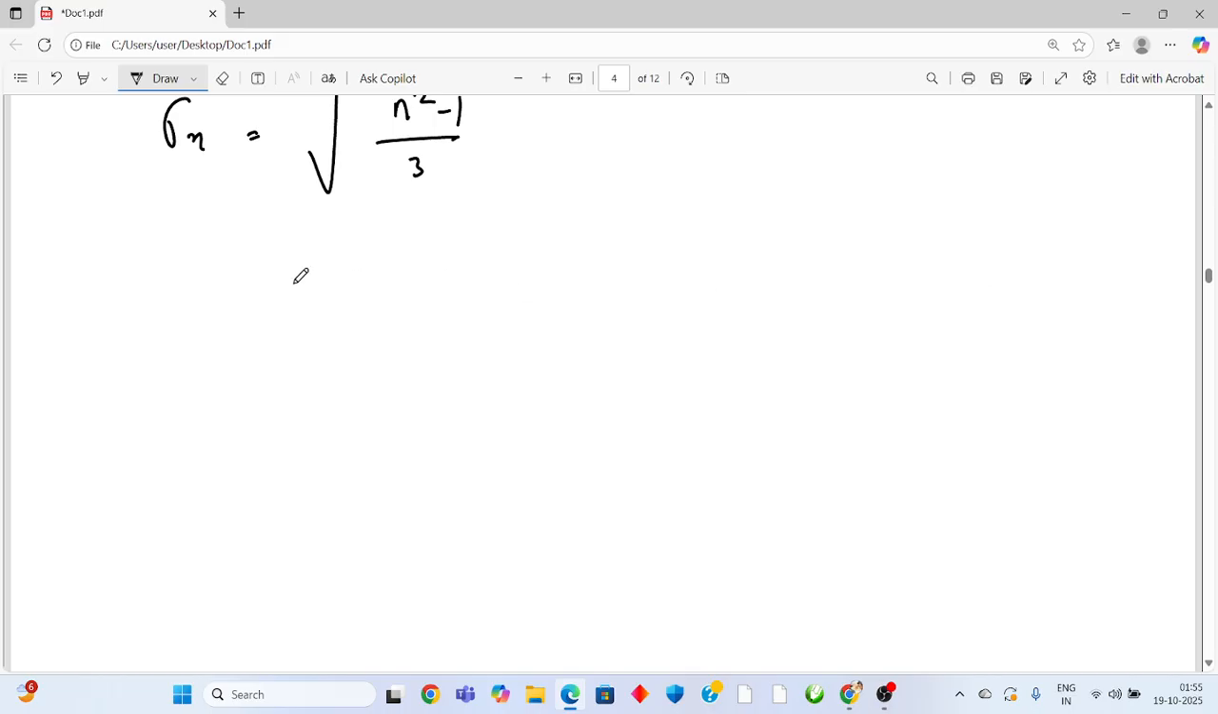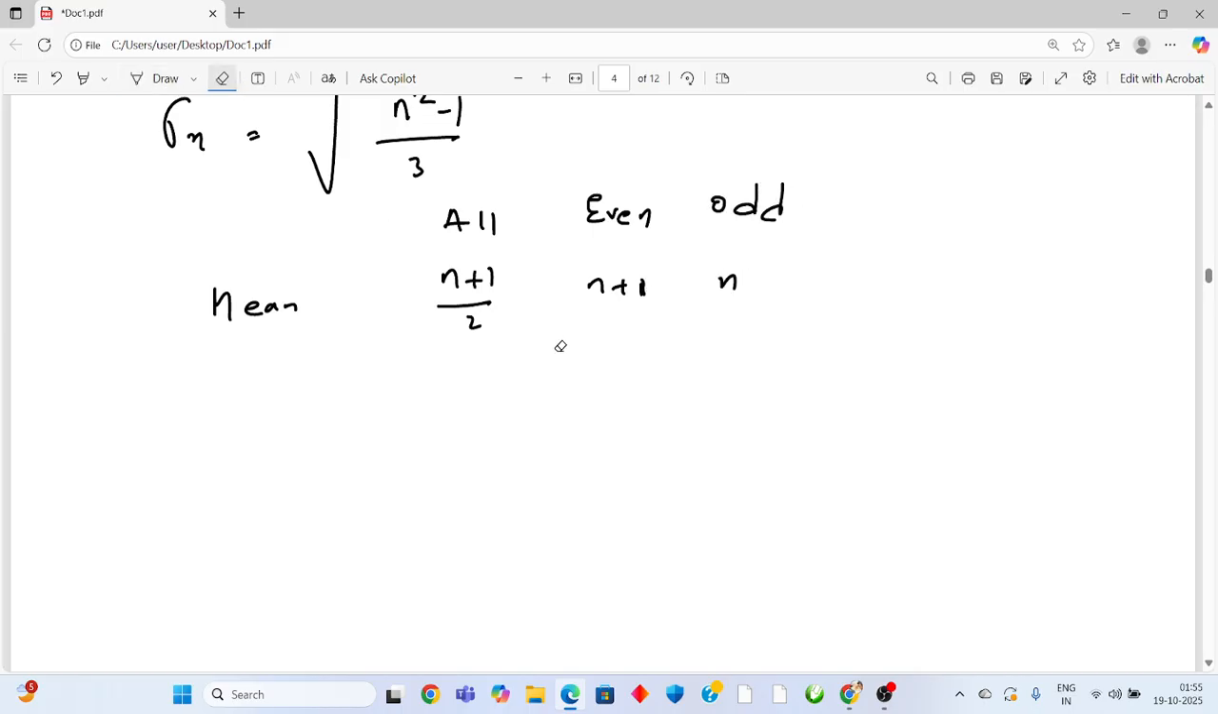Now the summary that we are getting is that in case of mean, for all n natural numbers, we are getting this as n plus 1 by 2. And for even terms, we are getting n plus 1, and for odd terms, we are getting this as n, which is very obvious because for even terms, the mean will be n plus 1, and for odd terms, it will be n, just exceeding one more term.